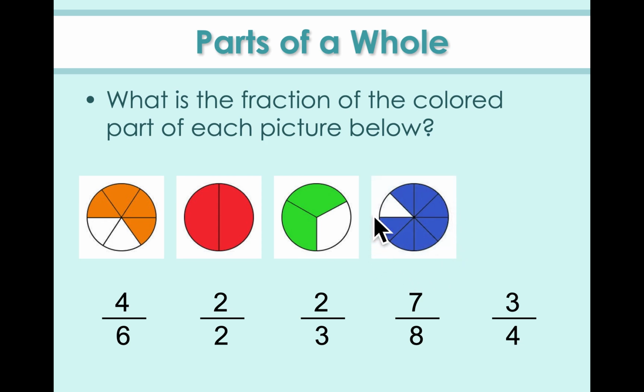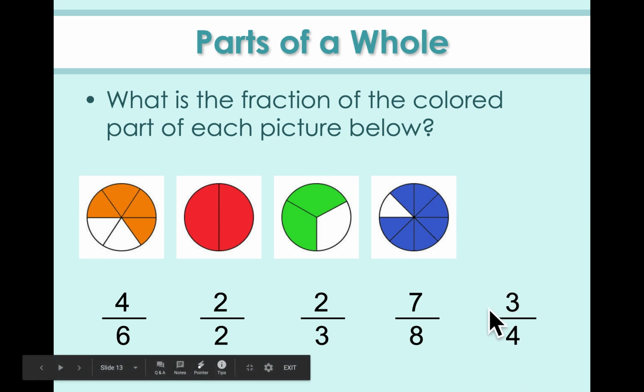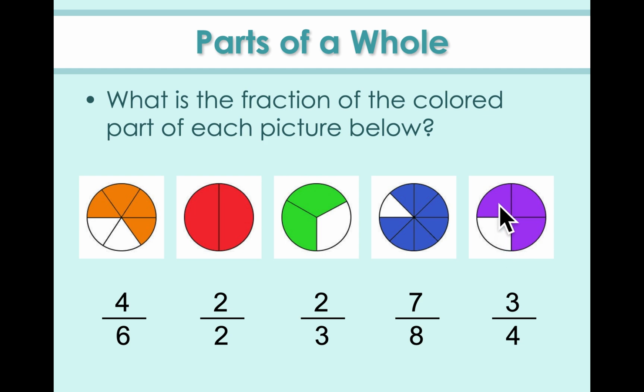Next, I have 8 pieces in total. And how many are colored? 1, 2, 3, 4, 5, 6, 7. 7 out of my 8 pieces. Now for this picture over here, how many total pieces do you think we're going to have? If you said 4 total pieces, that is correct. And how many are shaded in? 1, 2, 3. Okay, so 3/4 of this circle is shaded in.